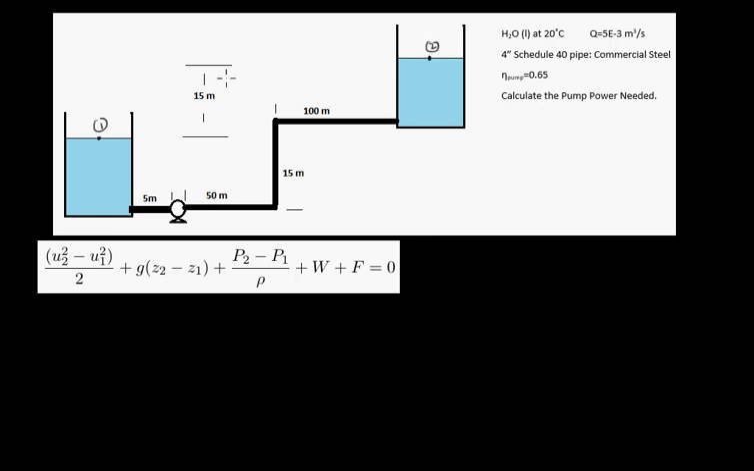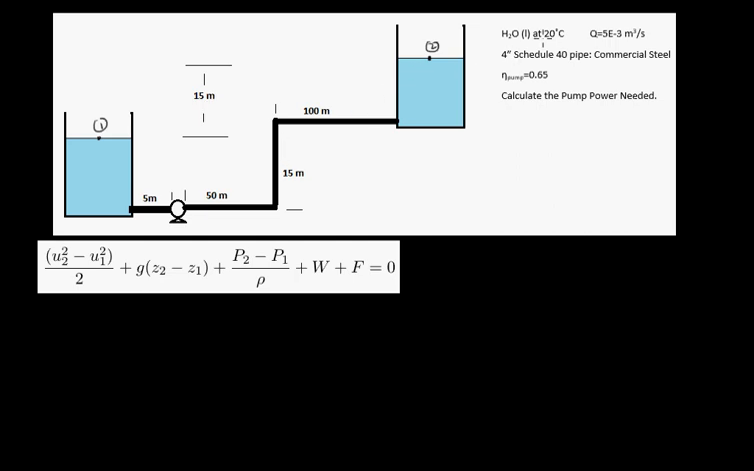So we're given Z2 minus Z1, which is 15 meters, and what we're interested in is determining the electrical power needed for the pump to pump water from this tank into this tank at this given setup, where we have a change in elevation of 15 meters.